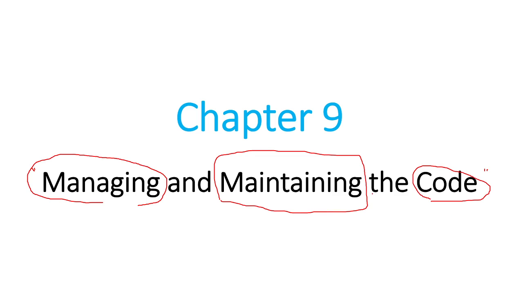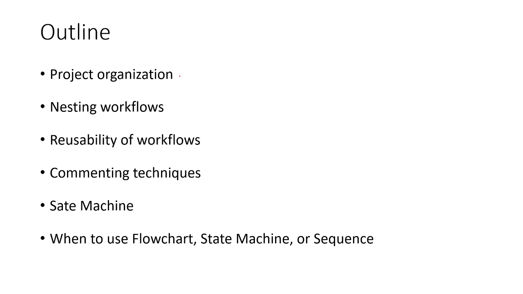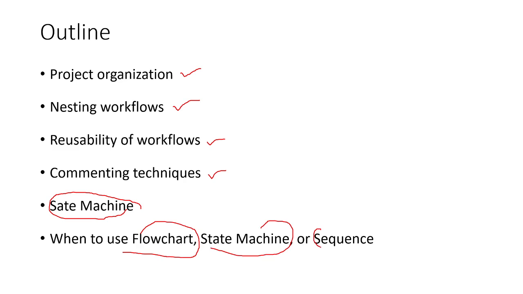So specifically, at the end of this chapter, you will know how to organize the project created by you, how to nest the workflows, how to reuse the workflows, and how we can efficiently use commenting techniques and how we can use state machine. Finally, we shall conclude this chapter with when actually we can use flowchart and when we can use state machine or sequence, right?